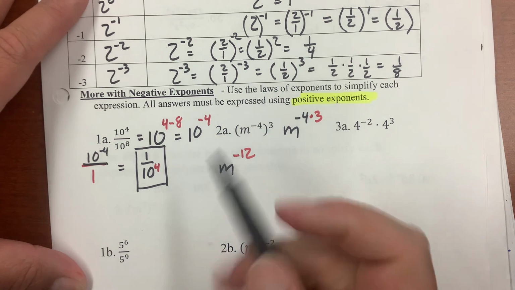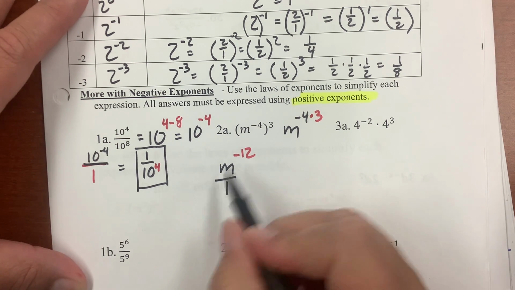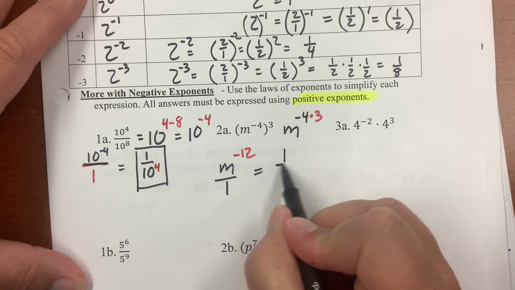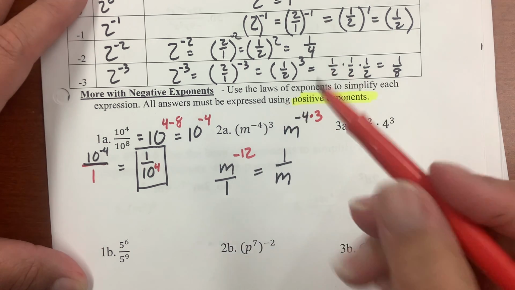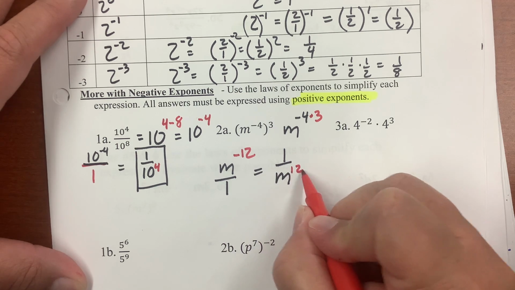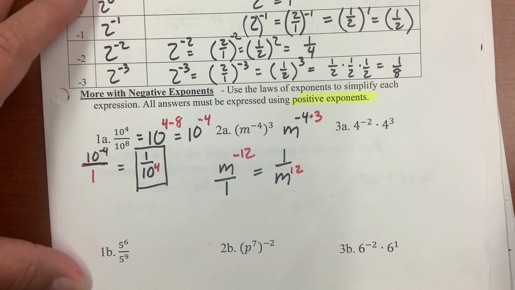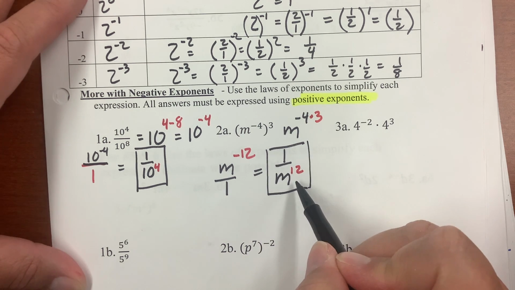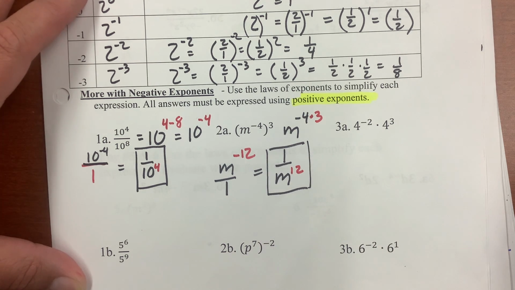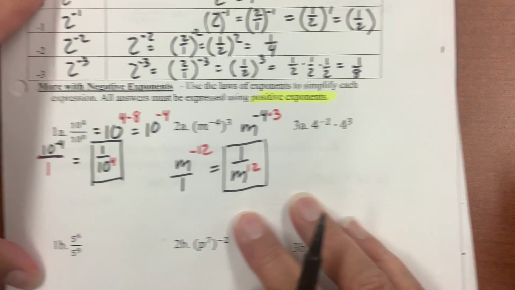Negative exponent goes over 1, and you reciprocate it. 1 over m. And then instead of negative 12, now it's positive 12. So put a little box around it because that's a positive exponent. That's all I needed. Okay.